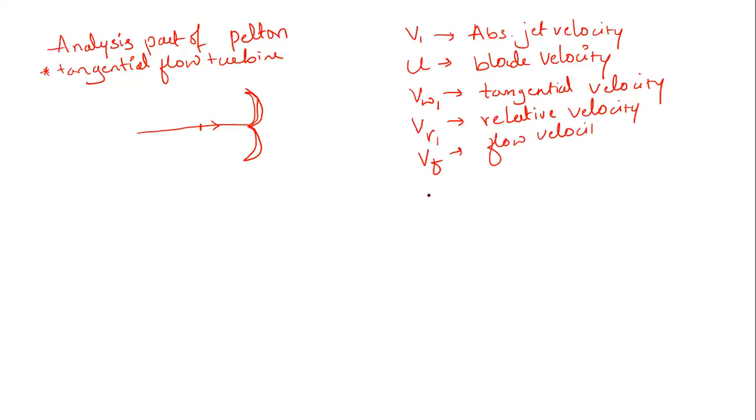If I write the subscript as 1, then it is called the inlet triangle. And if I use the subscript 2, that means it is the outlet triangle. So you should know what the inlet triangle and outlet triangle are. If I am using the subscript 1, then it is the inlet triangle, and if I'm using the subscript 2, then it is the outlet triangle.